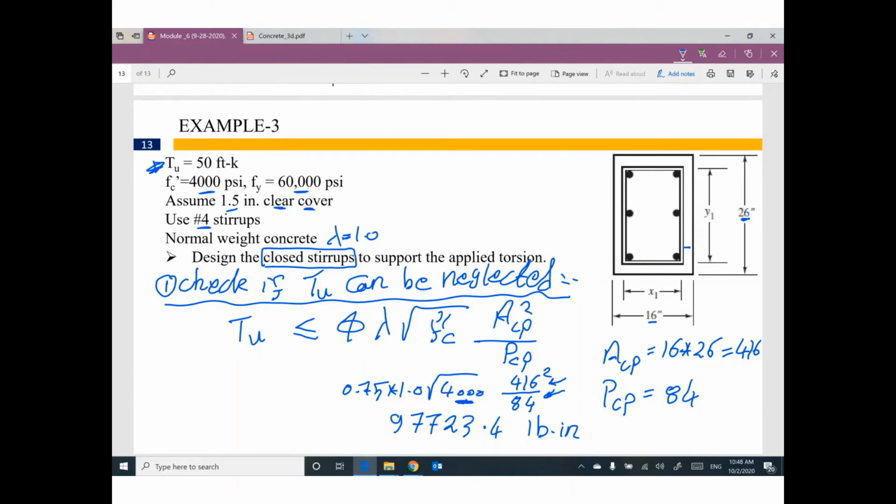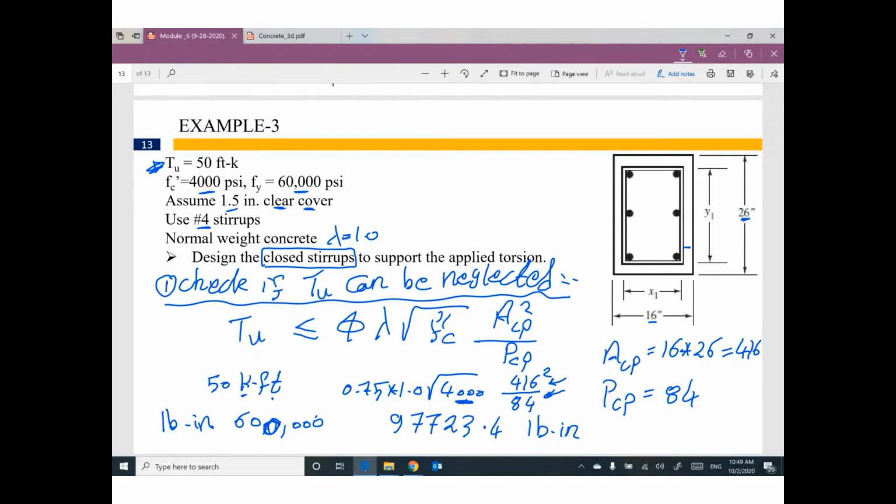On the left side, we have T ultimate 50 kip-foot. So I need to convert from kip to pound, from foot to inch. So I need to multiply 50 times 12,000. This value will be 60... No, I'm sorry, 600,000. Yeah, 600,000 pound inch. So this one is 97,000. This one is 600,000.